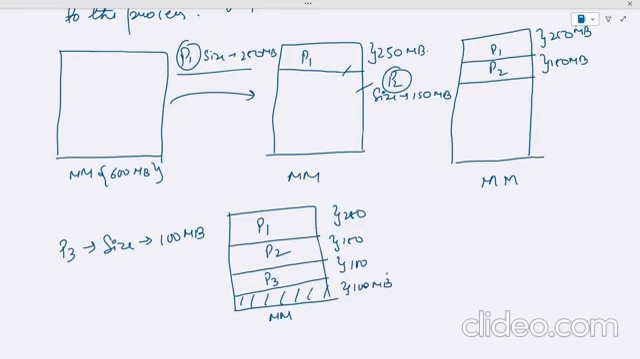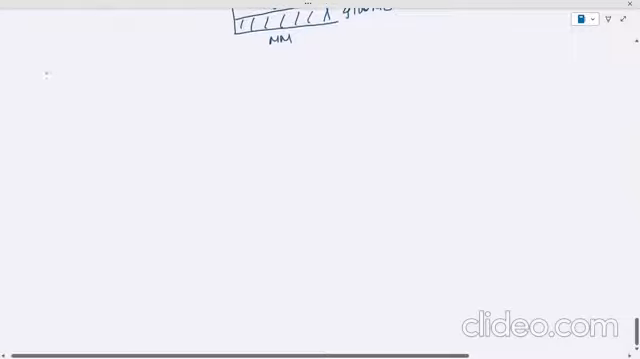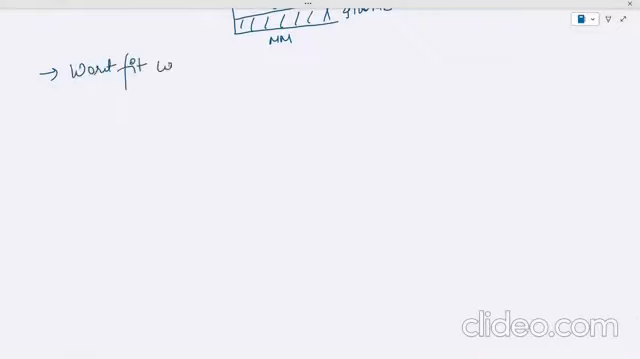In this case, worst fit works better in variable partitioning. Okay, if you are using dynamic partitioning or variable partitioning, then worst fit works best. In fixed partitioning, best fit works best, but in dynamic partitioning, worst fit works best.